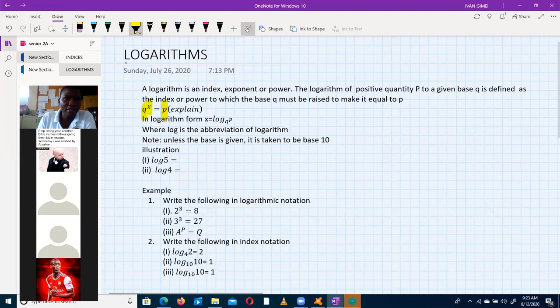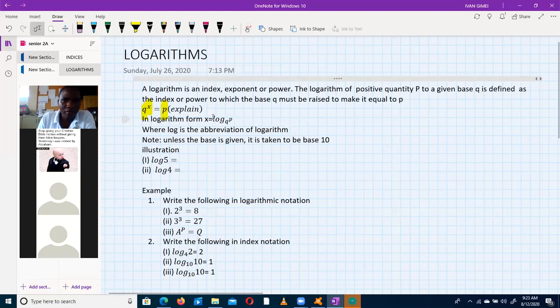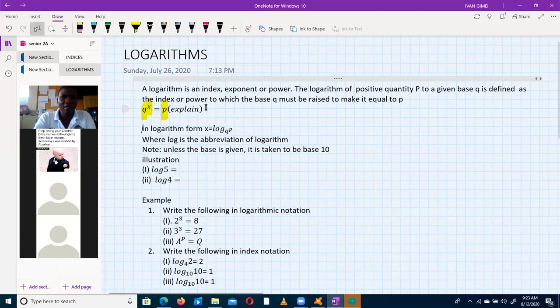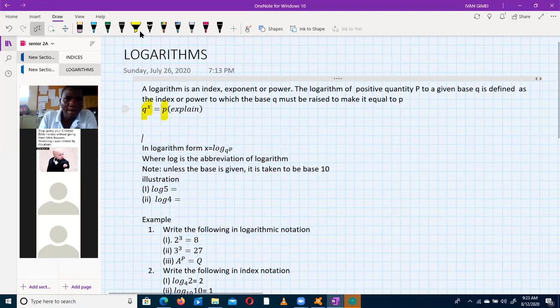So you can write below it, we can write here something and say, where.